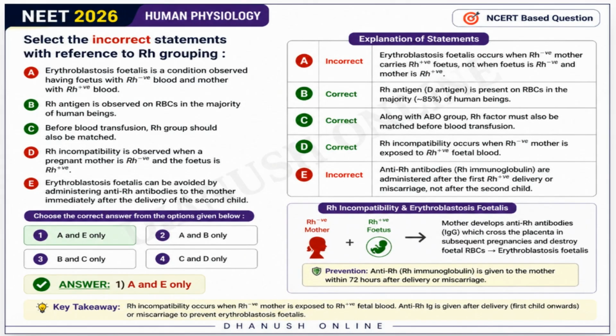Erythroblastosis foetalis occurs when an Rh-negative mother carries an Rh-positive fetus. Prevention involves administering anti-Rh antibodies after the first Rh-positive delivery, not the second. Statements A and E are incorrect. The correct option is 1.